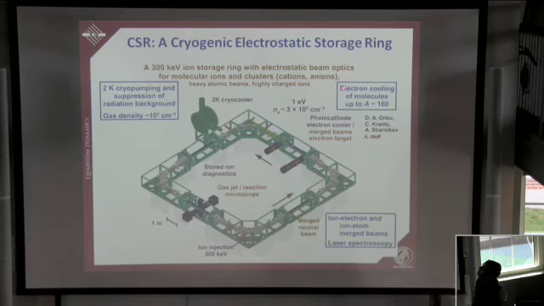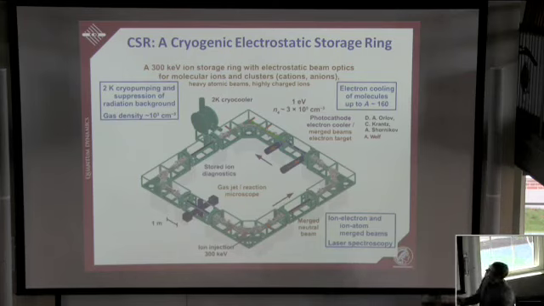This is the CSR cryogenic storage ring. It's an electrostatic storage ring that Richard has just introduced so nicely. This is a 35-meter storage ring. So in that sense, my storage ring is bigger than yours, but then again, you have 2 of them, right?